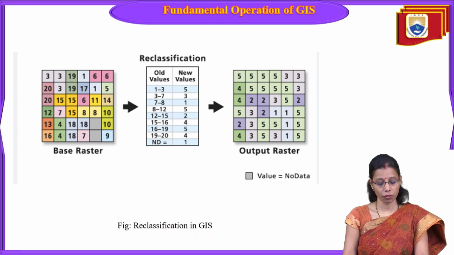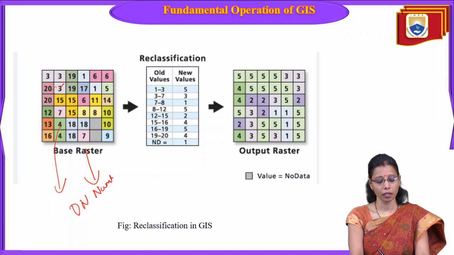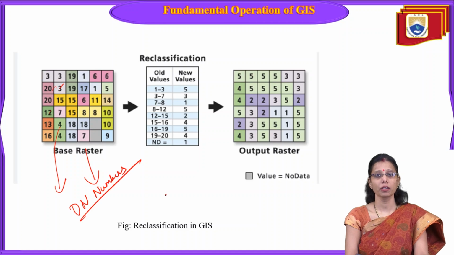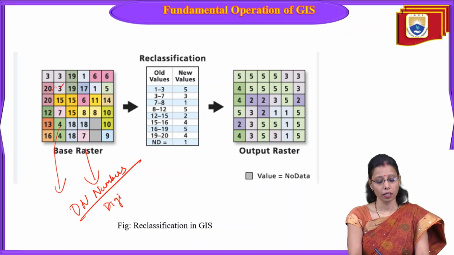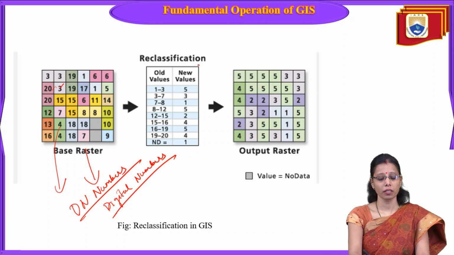Now here one more, if you see, we have a base raster. So in the base raster we have 3, 20, 20, 12. So what are these? These are all DN numbers. What are DN numbers? DN numbers are digital numbers. So these digital numbers, after the reclassification, you can see here that they are converted. These are the old values.